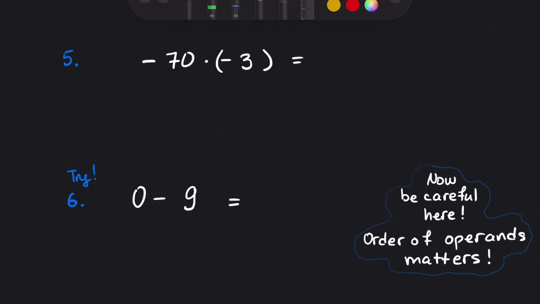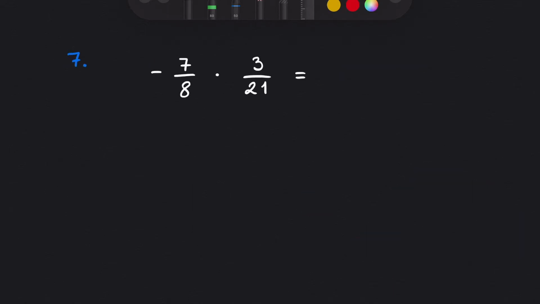Example number 5. -70 multiplied by -3. So we have a negative number multiplied by a negative number. In this case, we're gonna get a positive number. 210 is our answer. Let's see example number 6. 0 minus 9. Now try this one on your own. The answer is -9.